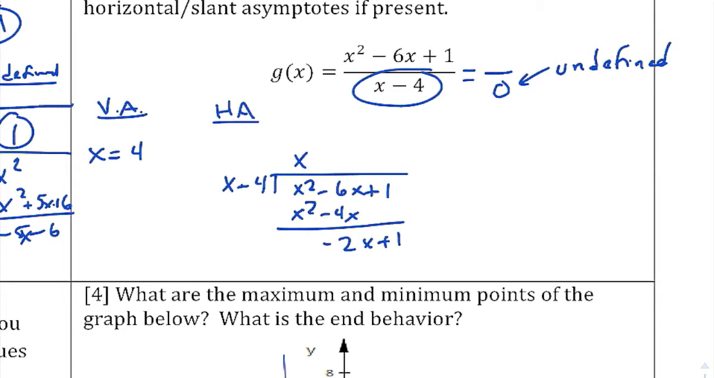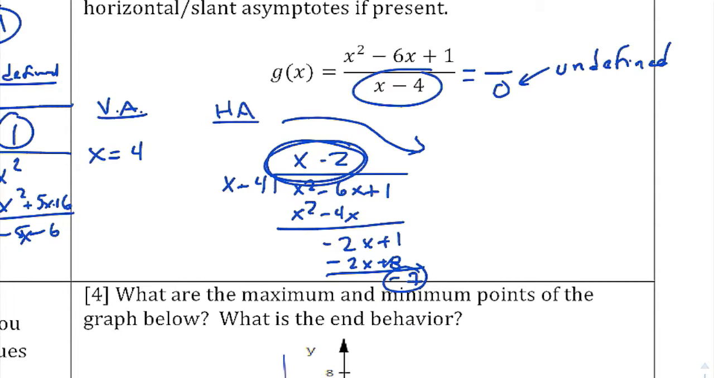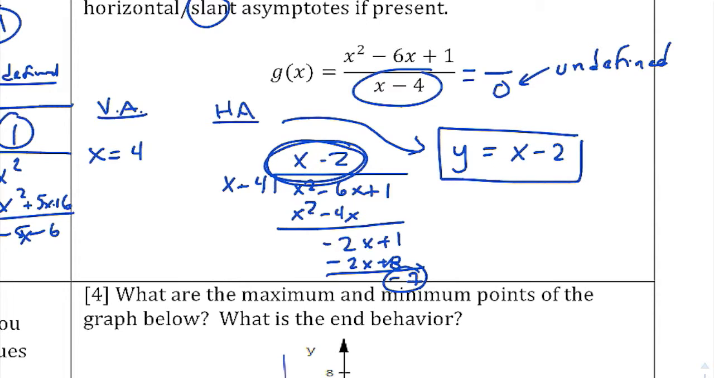x goes into -2x, -2 times. So that'll be -2x, and this will be plus 8. Our final remainder will be -7, which turns out not to matter too much. This ends up being our slant asymptote. So the horizontal asymptote, which is actually a slant in this case, is going to be y equals x minus 2. There's more explanation to come later. The procedures are what this particular homework is going to focus on.